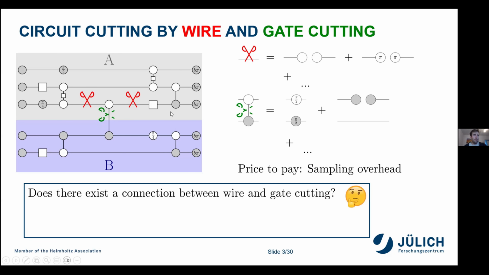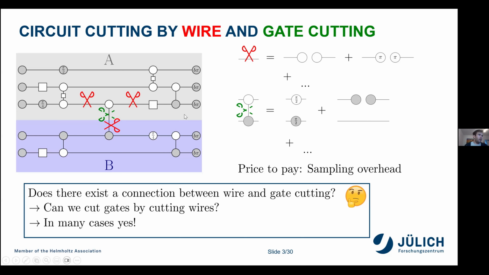Basically, the question that we ask in our paper is if there is a connection between these two techniques for circuit cutting that are right now mostly seen as independent approaches in the literature. The way we study this connection is quite natural if you look at the circuit in terms of ZX calculus, because we simply ask if we can cut this wire in this gate here, and if this will allow us to get a gate cut. And indeed, we find that in many cases this is possible.